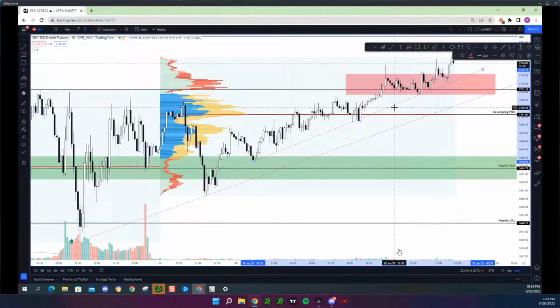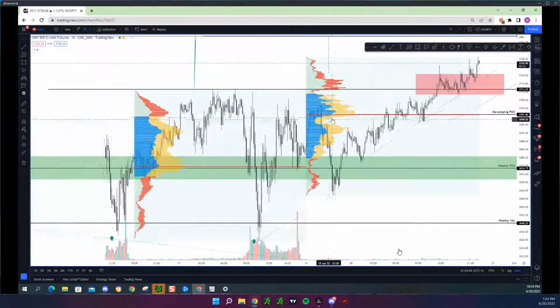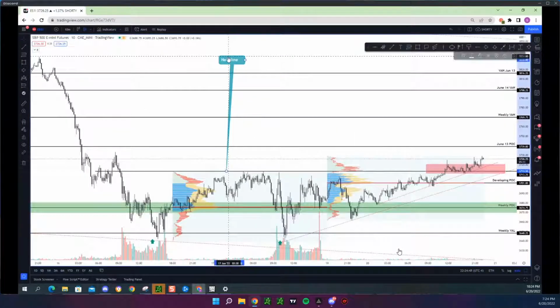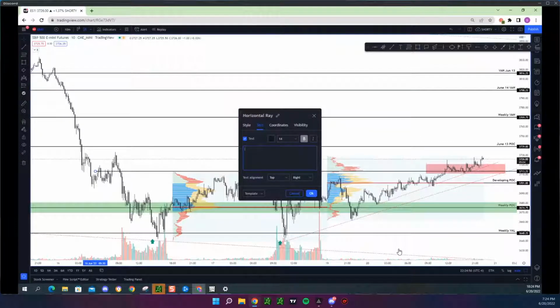It did create a nice trend line here as well. So let's see how choppy they make this. It looks like it will be. And that would be a nice retest here, guys. That would be the double bottom retest here.